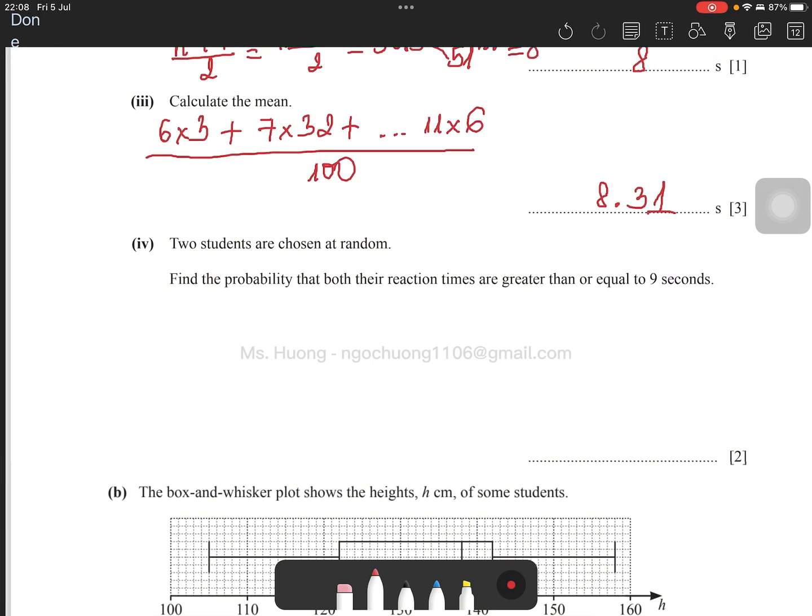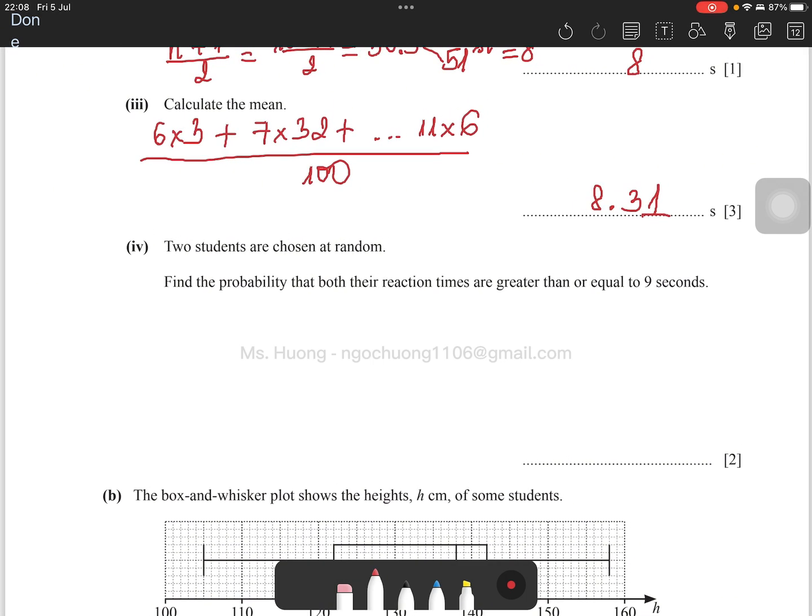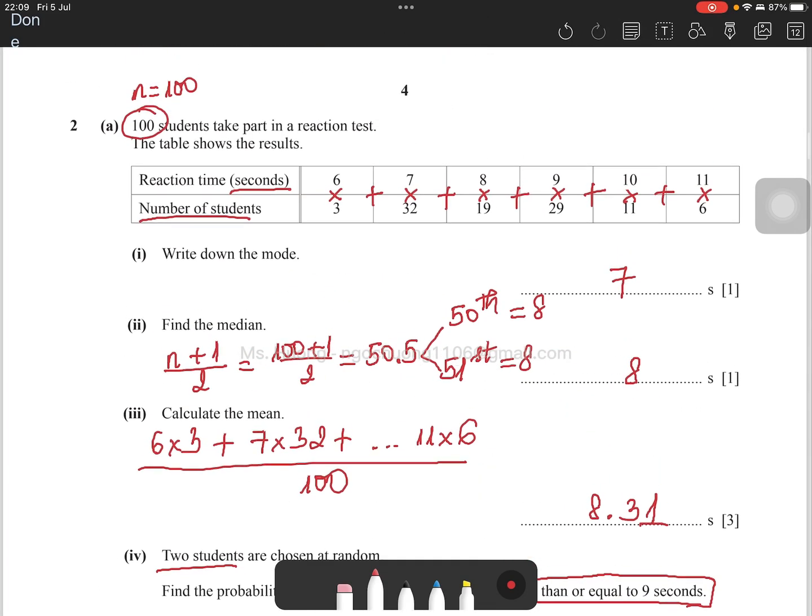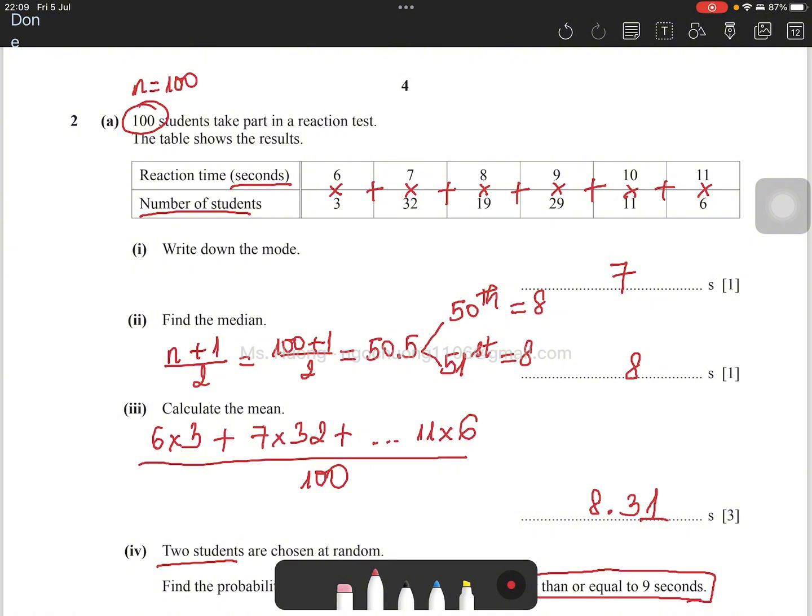Number 4. 2 students are chosen at random. Find the probability that both their reaction times are greater than or equal to 9 seconds. So first, we know that there are 100 students in total. And how many students have reaction times greater than or equal to 9 seconds? Let's check it. 9 seconds or more is this one.